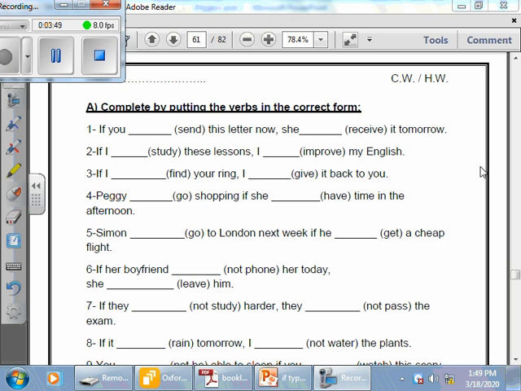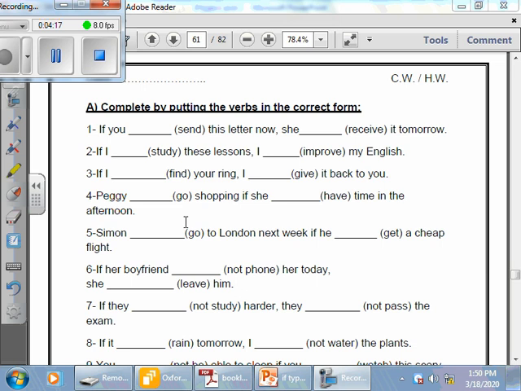If I study these lessons, I improve my English. If I study these lessons, I will improve my English. Number 3. If I find your ring, I give it back to you. If I find your ring, I will give it back to you.